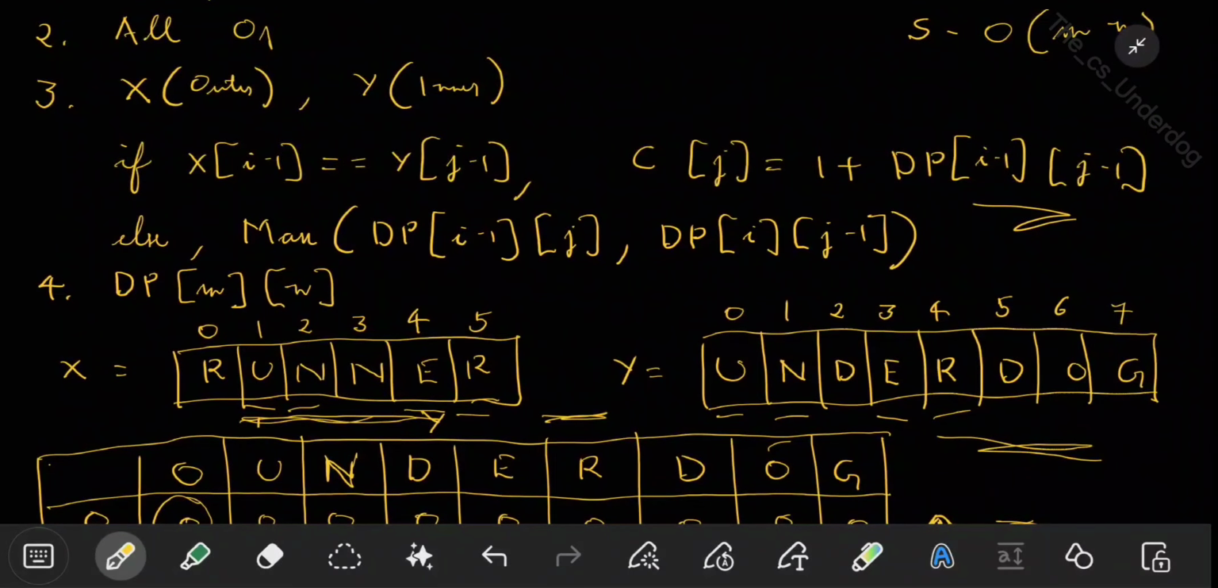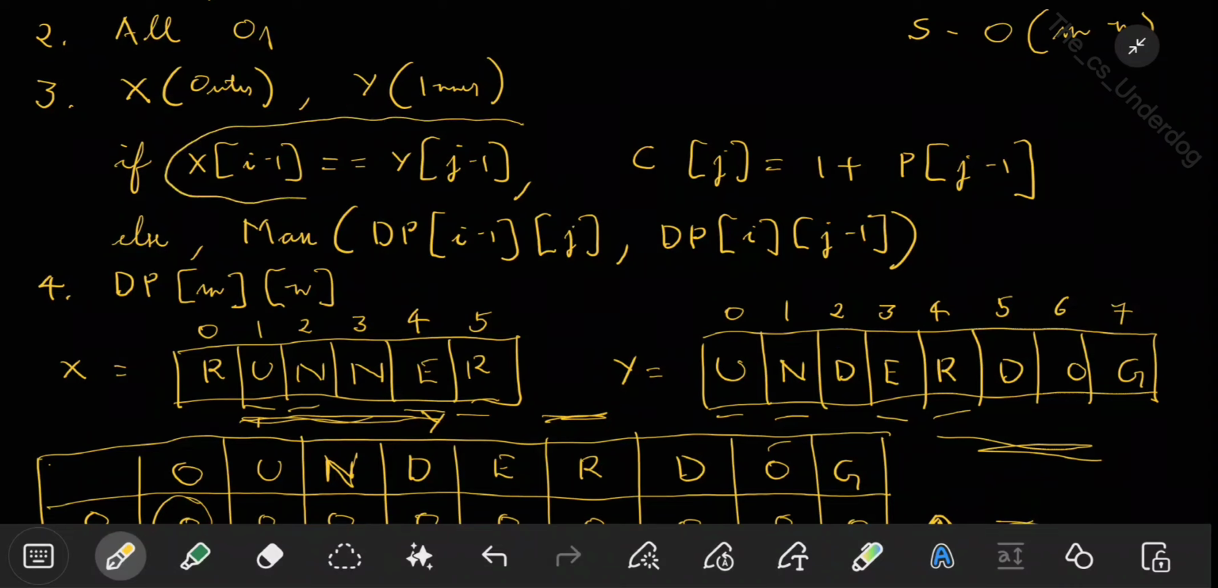So you should go to the previous array because it is i minus 1. Because of that, you will go to the previous array. And because the index is j minus 1, you will look into the j minus 1th index only. So current of j is equal to 1 plus previous of j minus 1. This is the updation. And what is the updation in case these do not match?